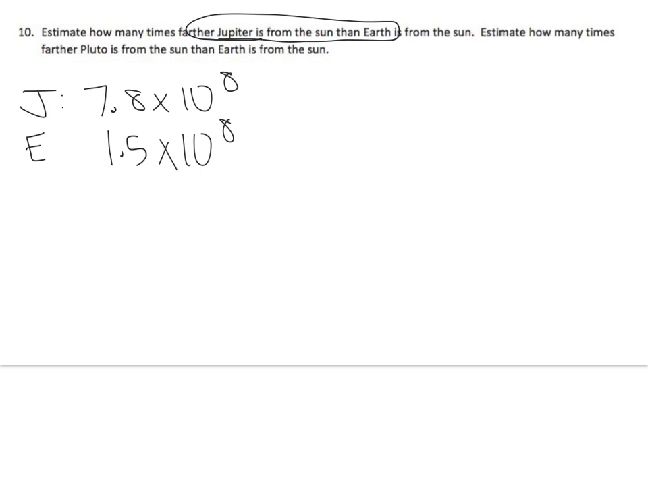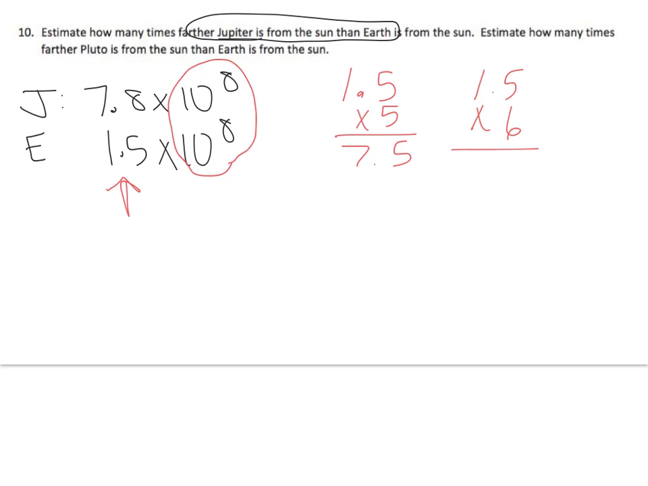Since I have the same magnitude, I just need to compare these numbers. So if I look at it, how can I get from 1.5 to 7.8? Well, 1.5 times 5 is 7.5. 1.5 times 6 was 9. So we can say, how many times farther? You can say about 5 times. Okay, because they're the same magnitude, we're just comparing the other numbers.